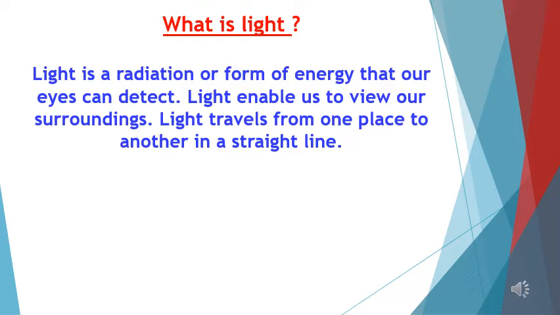Before we learn about the images formed by the mirrors and different aspects of light, let us understand what is light. Light is a radiation or form of energy that our eyes can detect. Light is very important to us because light enables us to view our surrounding. Light travels from one place to another in a straight line.